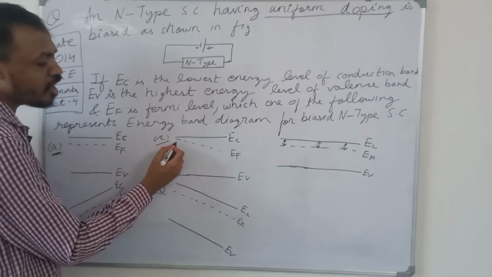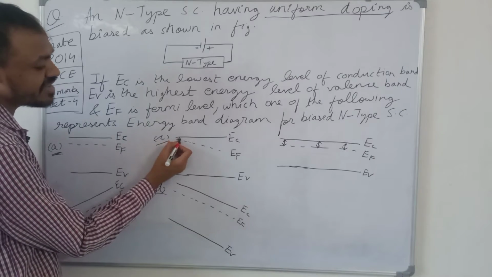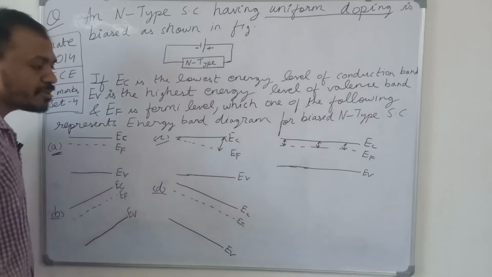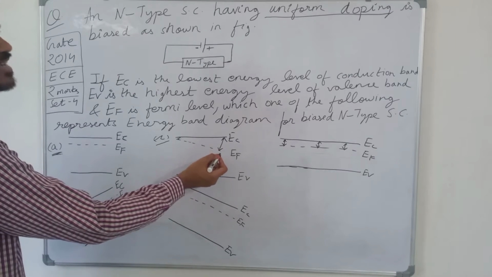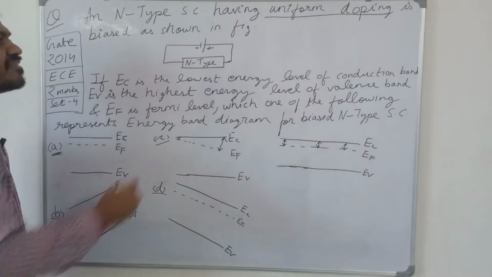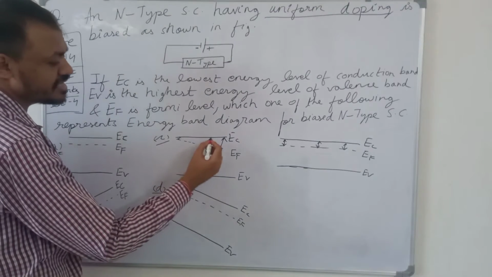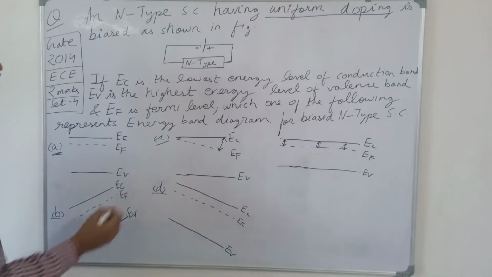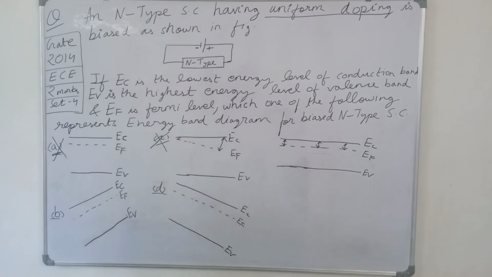Now if we look at option C, the gap between EC and EF is very small here, but it gets very wide here. So this option is also not possible, because this cannot happen in uniform doping, and we have been clearly given that this semiconductor is uniformly doped. This is possible only for non-uniform doping, so this also can't be the option. So options A and C can't be the answer.